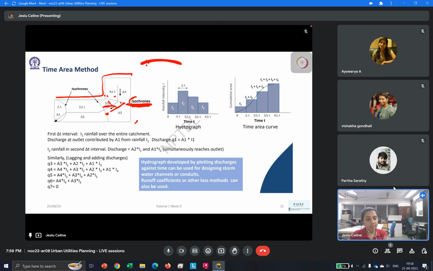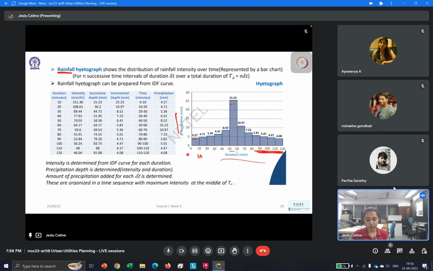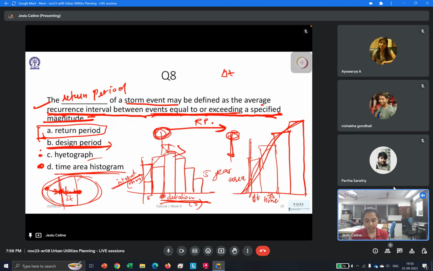So all these are used in order to find the intensity of rainfall, in order to calculate the total runoff which is there. The question I've been asked is about return period, but I just explained these because these are also important. Fine. Any doubts in this question? Okay, let's proceed further.